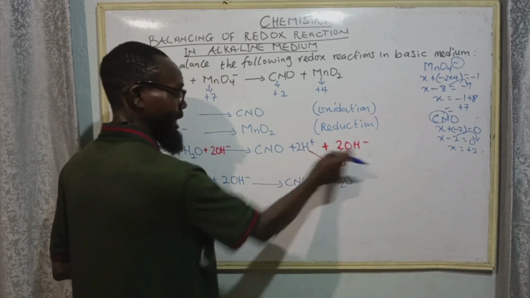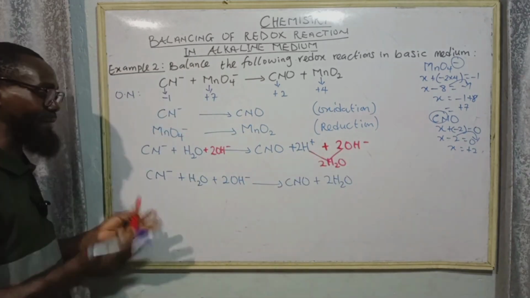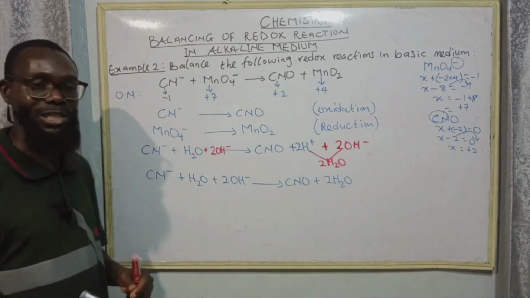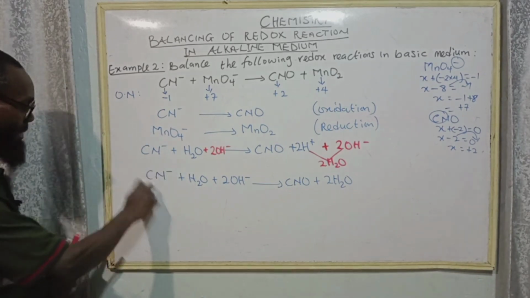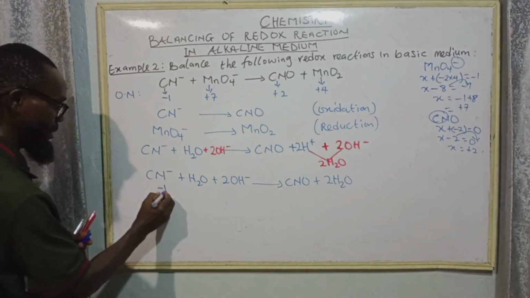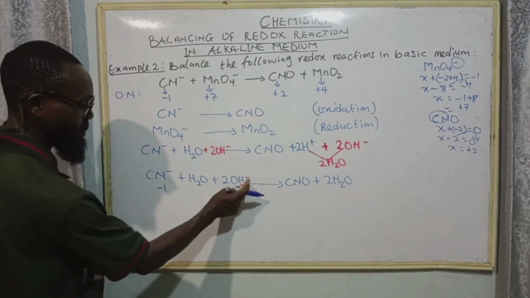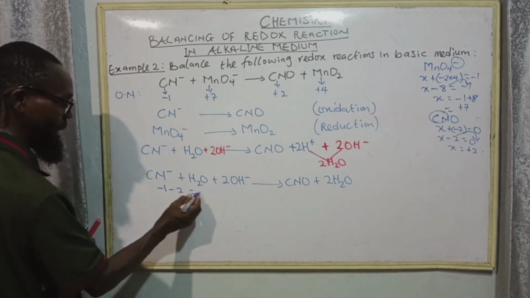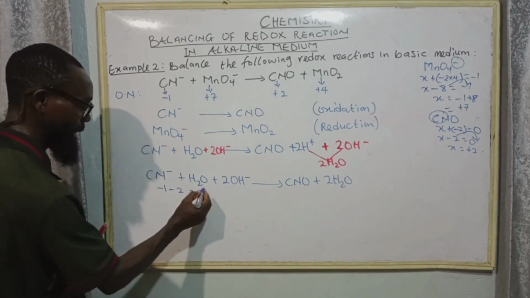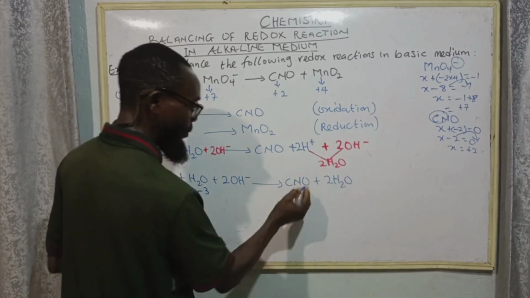Don't forget, it has been combined to form water. After this, we have to now balance our charge. What is the charge here? We have -1 here. The total charge here, -1 times 2, -2. -1 minus 2, I have what? -3. Total charge here, we have what?